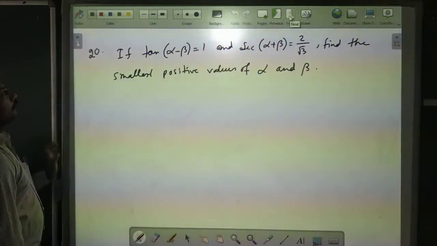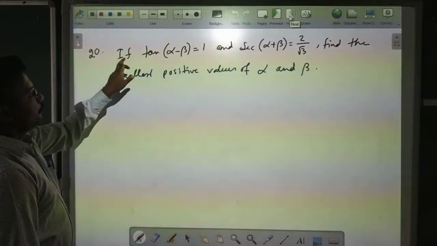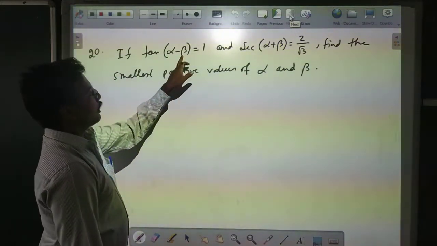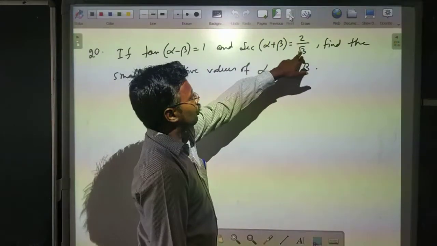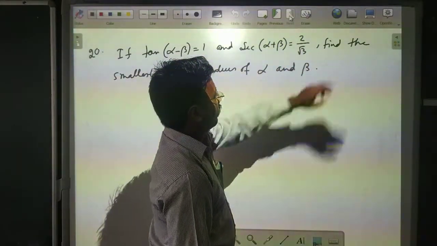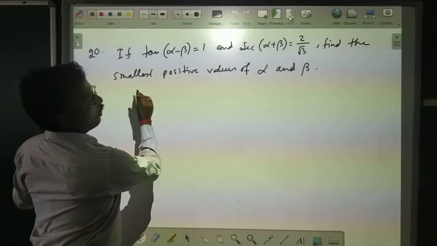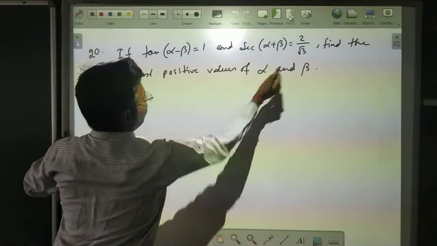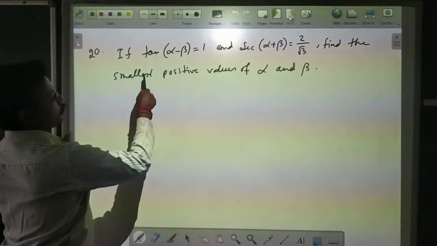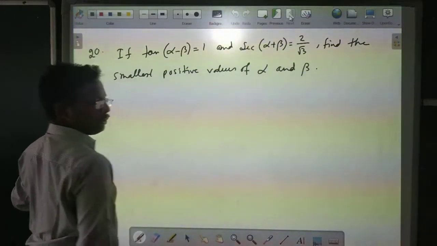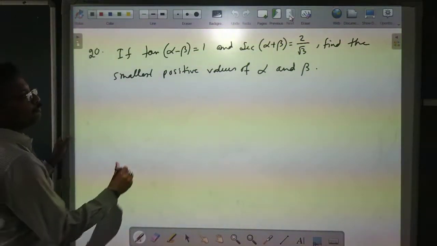Now next question, number 20. If tan(alpha minus beta) is equal to 1 and sec(alpha plus beta) is equal to 2 by root 3, then find the values of alpha and beta, but these two values must be the smallest positive values. That means you are not supposed to get a negative answer.